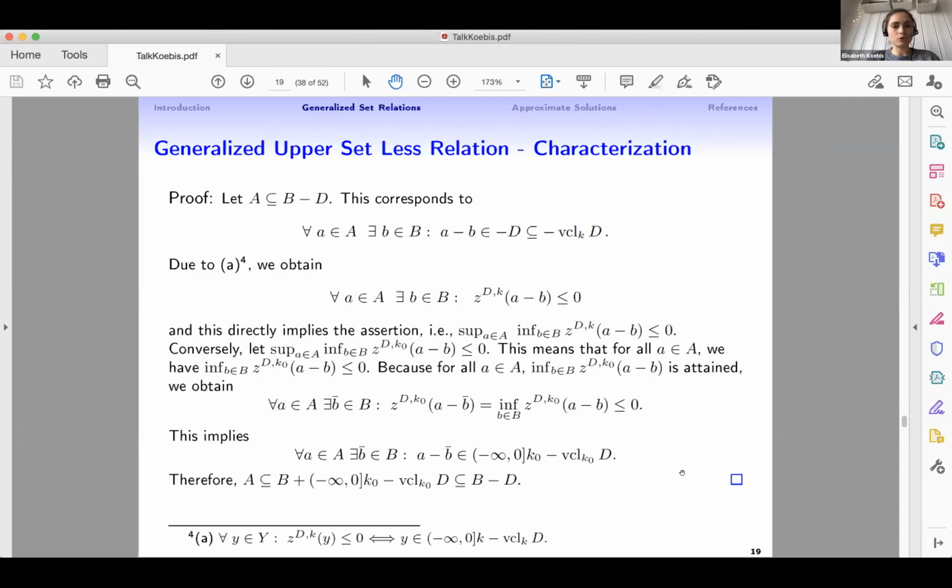So for the proof, let's assume that A is a subset of B minus D. This corresponds to this assertion here. And of course, we know that minus D is a subset of minus the vectorial closure of D with respect to K. Now we can use property A from the theorem concerning the nonlinear scalarizing functional. This is given again here. So this immediately yields that for all A, there exists a B such that this inequality holds true.